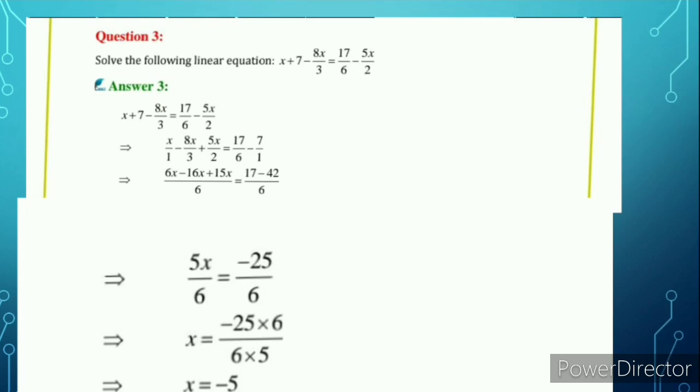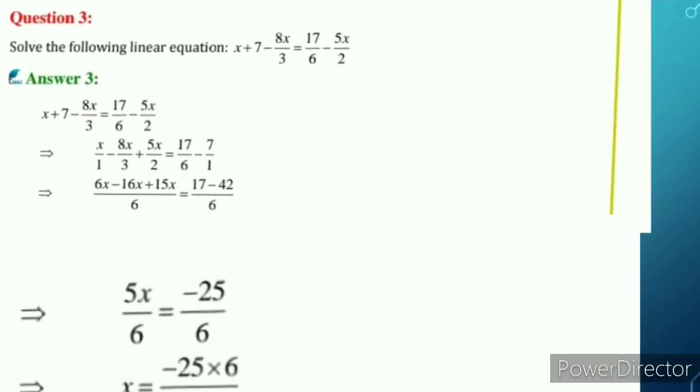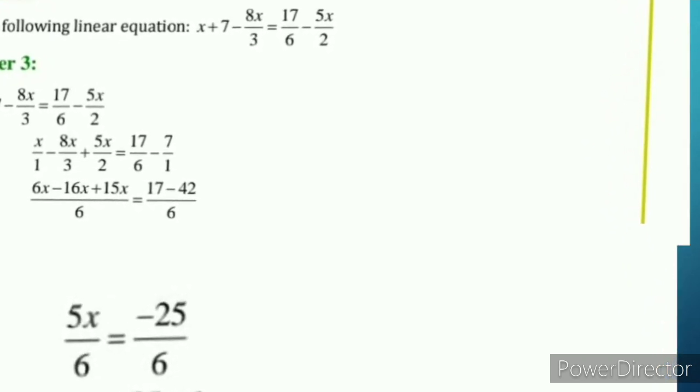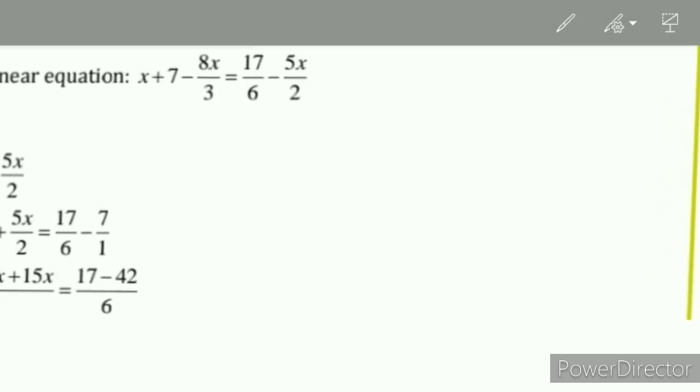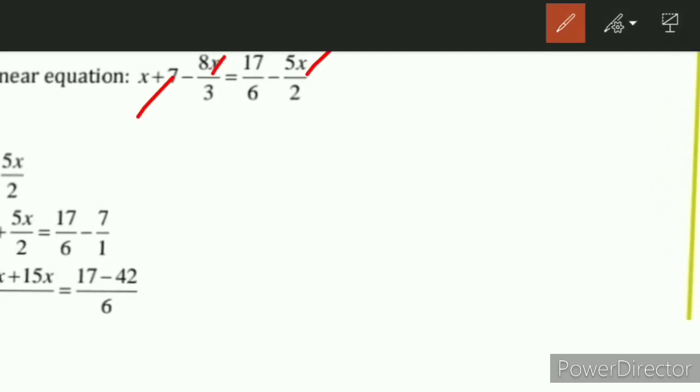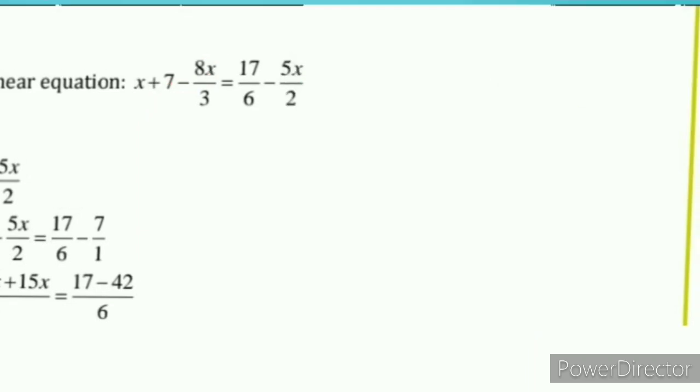Next, third question. Solve the following linear equations. See here, we are having on both the sides again 2 fractions. x plus 7 minus 8x by 3 equal to 17 by x minus 5x by 2. See here also we are having 3 x variable terms, right? All the 3 terms we will shift to one side, we will take to the left hand side. That only first step I will do. Next page I will do that.